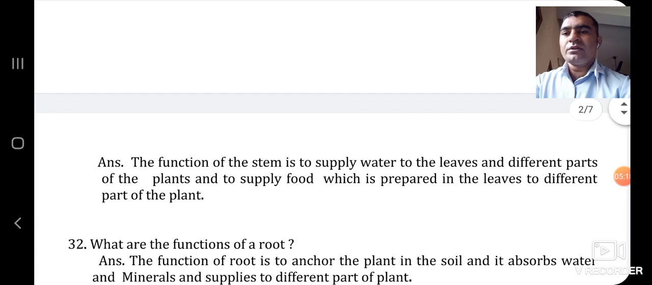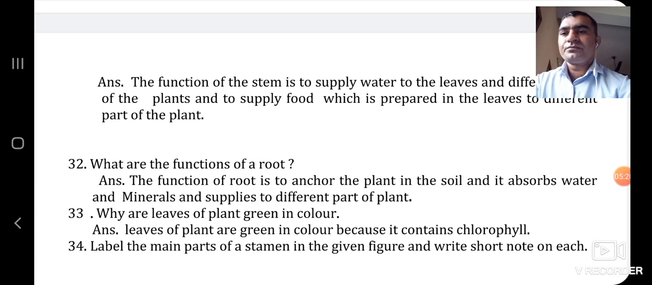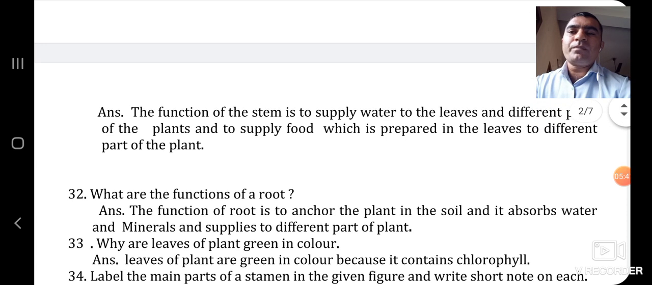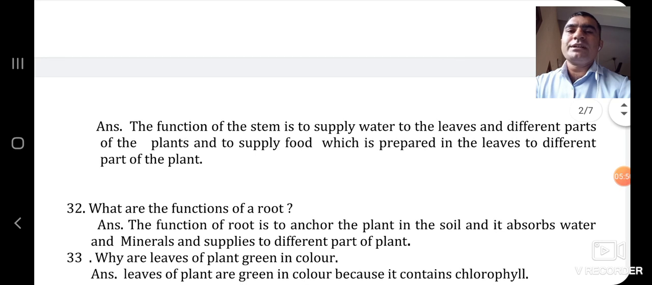The next question we have: what are the functions of roots? The function of a root is to anchor the plant in the soil, meaning to hold the plant in the soil, and it absorbs water and minerals and supplies them to the stem of the plant. So these are the two main functions of the root. Why are leaves of plants green in color? Leaves of plants are green in color because they contain a green pigment called chlorophyll.